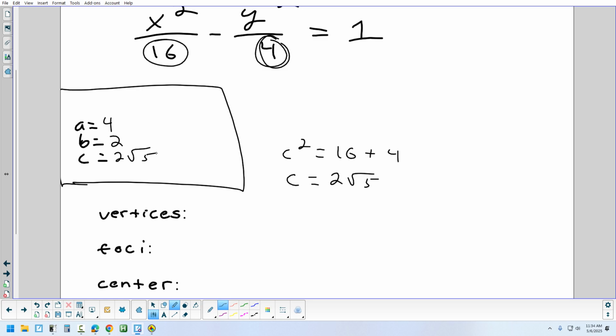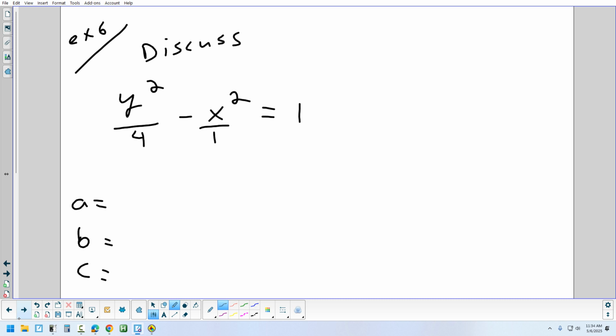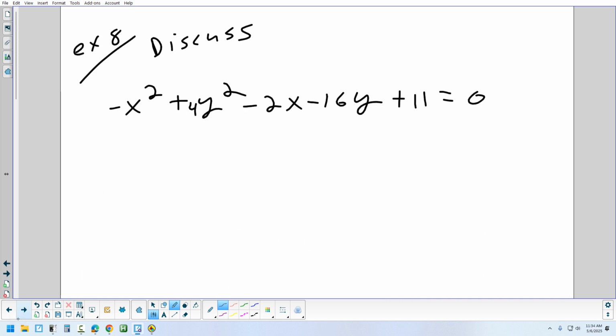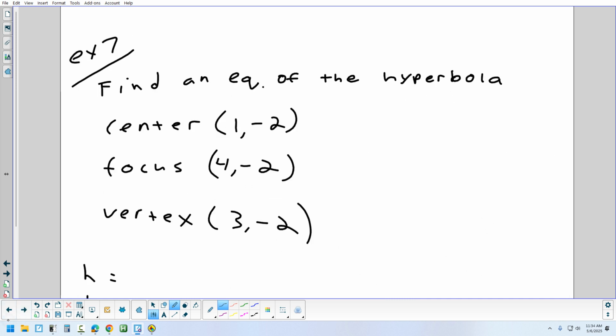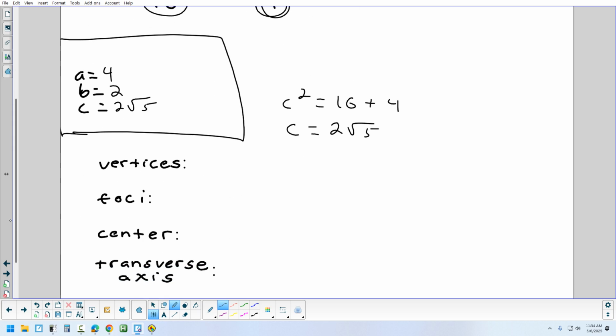Let's start. I always start with finding the center and the transverse axis. Those are the two things you should do first. What is going to be the center of that hyperbola? 0, 0. You're going to know when it's not 0, 0, because you're going to have a plus or a minus in the top. That's going to shift it. If you don't have a plus or a minus with the x and the y, the center is 0, 0.